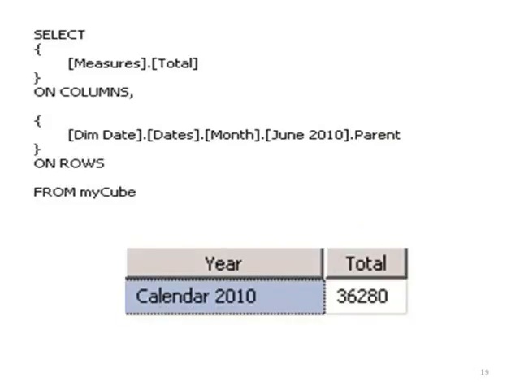We've now edited the query to mention the parent of June 2010. And because of the structured nature of the calendar, MDX is able to work out that the parent of June 2010 is the whole calendar year 2010. Hence it can return the entire year's sales.